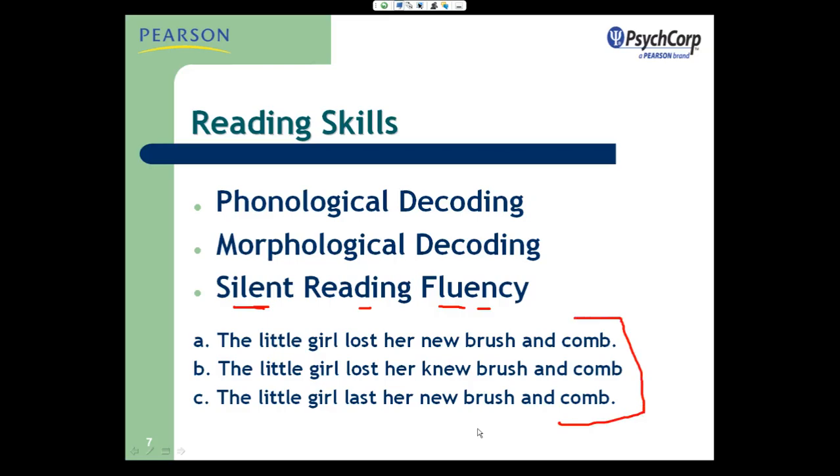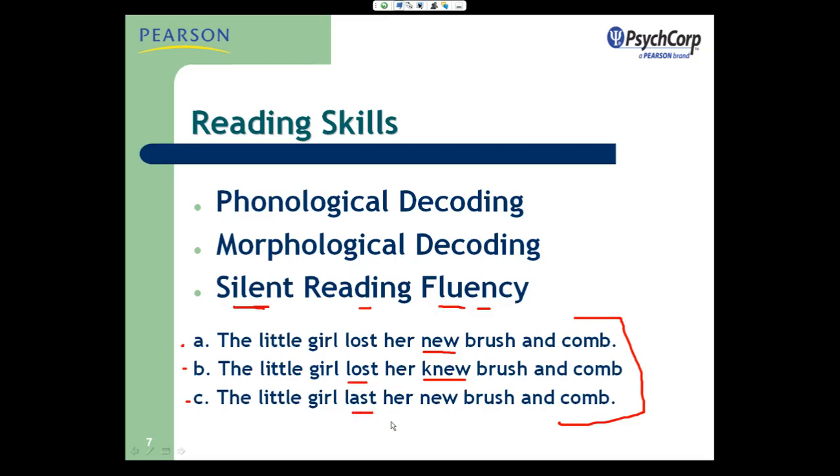And I did not pull out too many of the tasks because I'm not focusing on the assessment here today. I'm really talking about how you will use the system in an integrated fashion. But in this particular case, for example, you want the individual to look at these 3 sentences and identify the sentence that actually communicates the meaning. So, the little girl lost her new brush and comb, or did she lose her new brush and comb, or did she lost it, or did she last it?